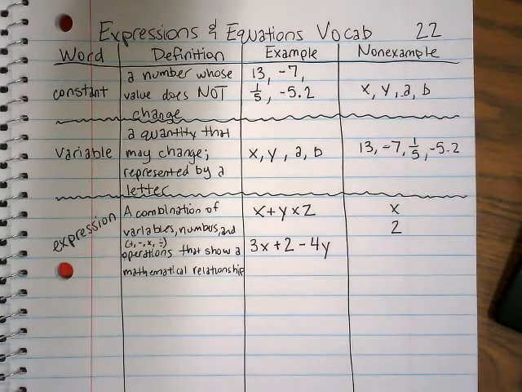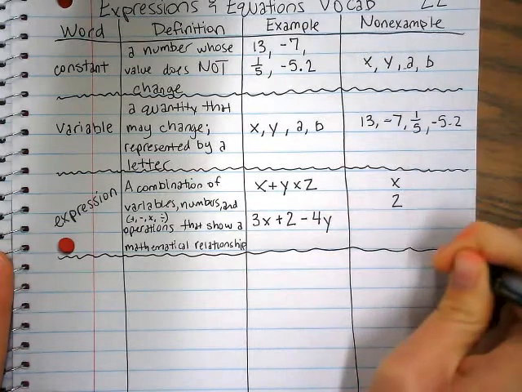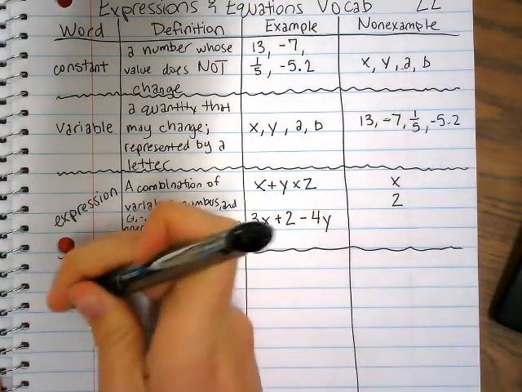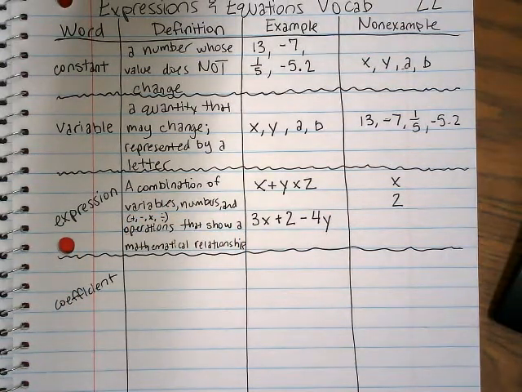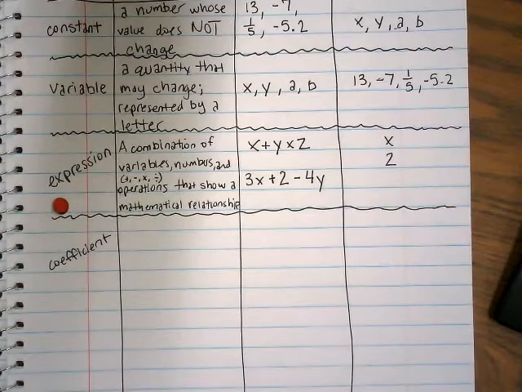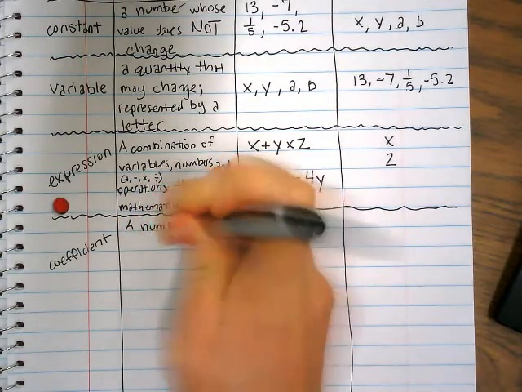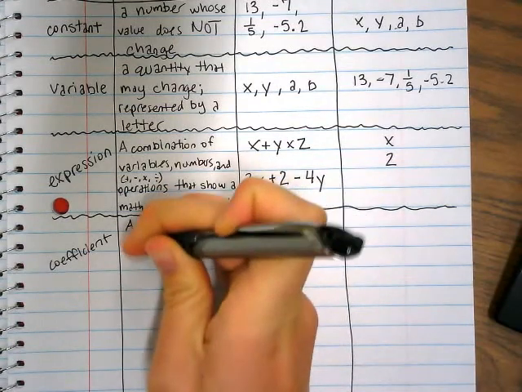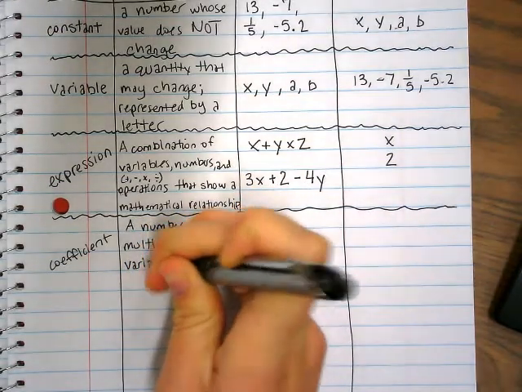All right, we're on to our last vocab word, which is the word coefficient. The word coefficient is a number which multiplies a variable. A number that multiplies a variable.